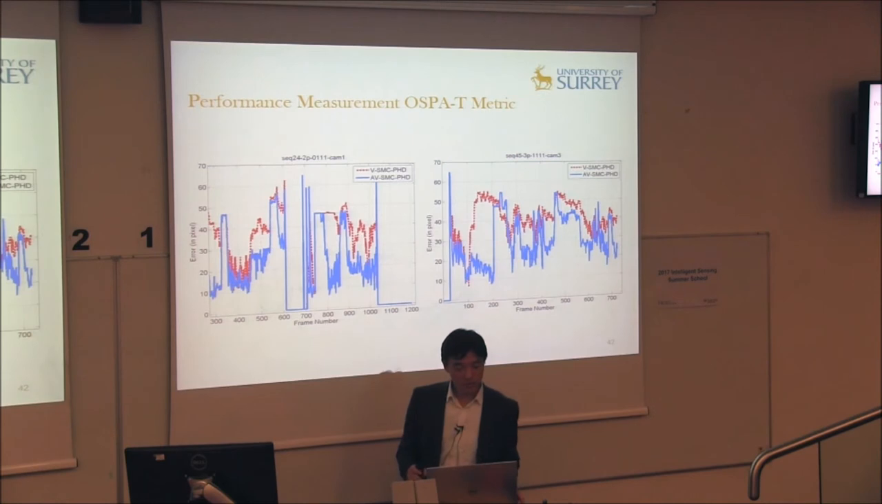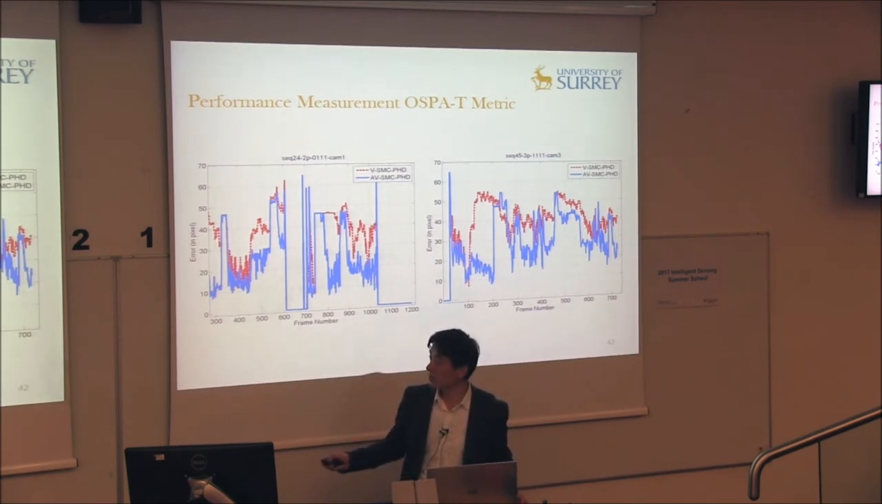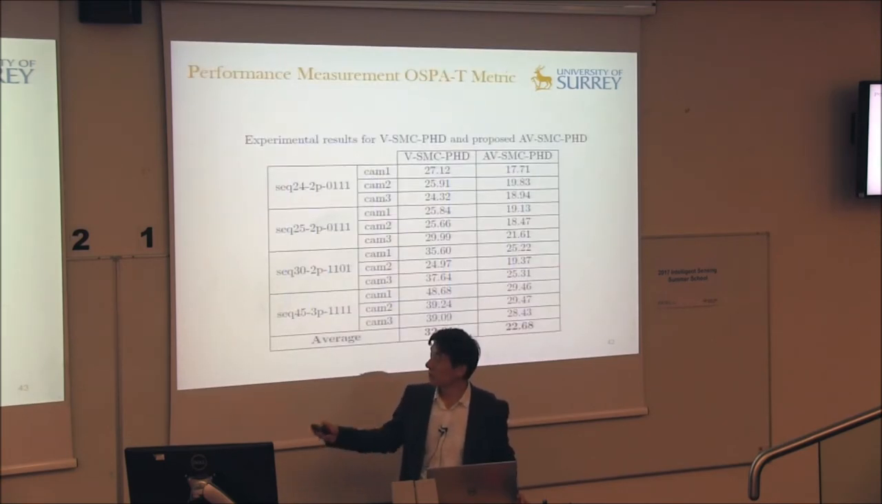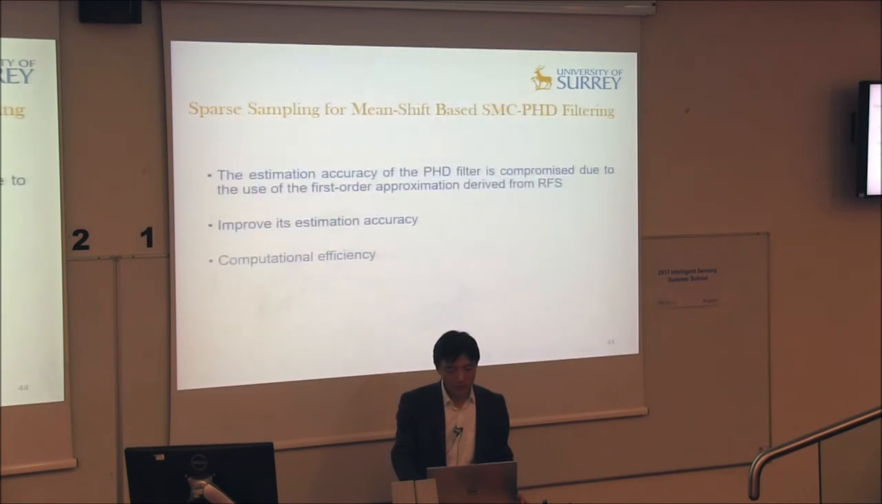So here we show the result. This is the tracking errors with respect to each image frame. This is the image frame number, and this shows the sequence number. And you can see that using audio, you could get noisier errors. And this is the average result for the sequences we tested here.